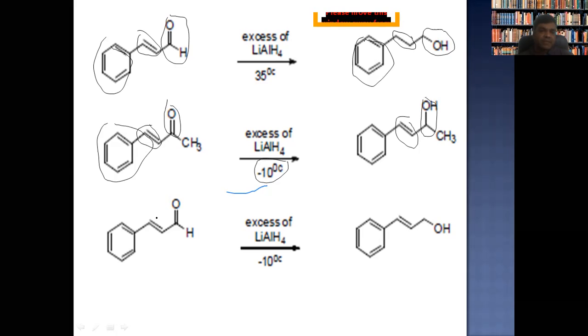See this one example. This is a carbon-carbon double bond. When a ring is there, we expect that the carbon-carbon double bond will also be reduced along with this aldehyde group, but it will not happen because the temperature is low, minus 10 degrees Celsius. So you can see in the product, the carbon-carbon double bond is as it is, and the aldehyde is converted to a primary alcohol.